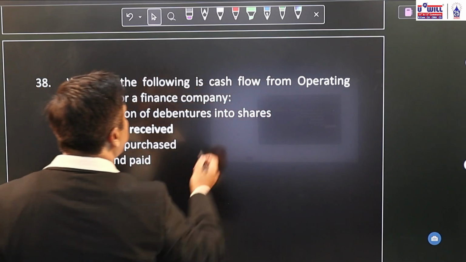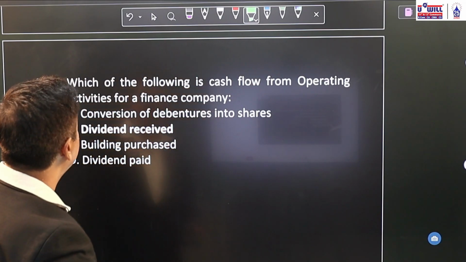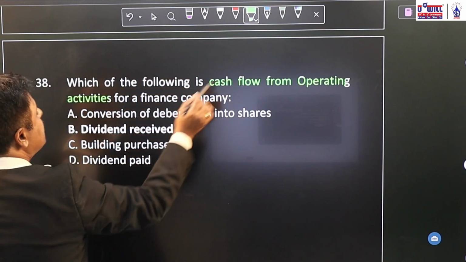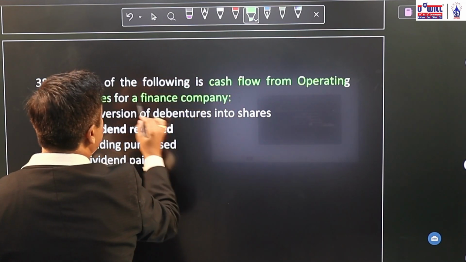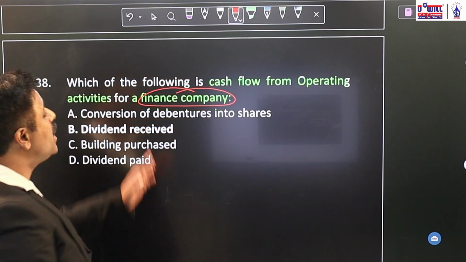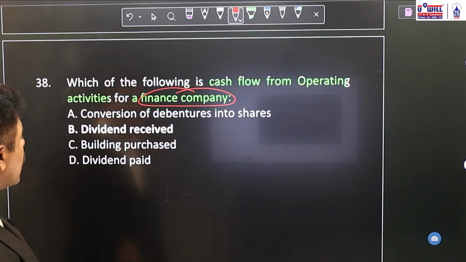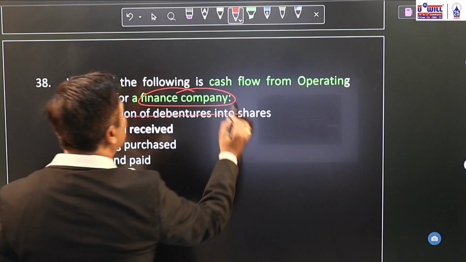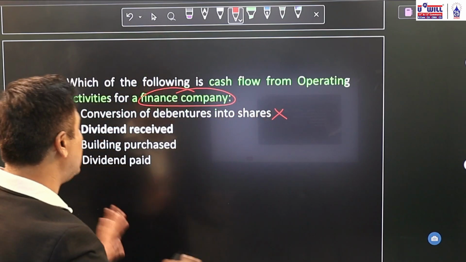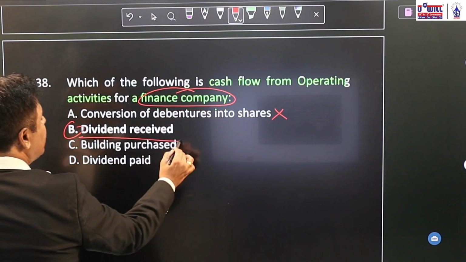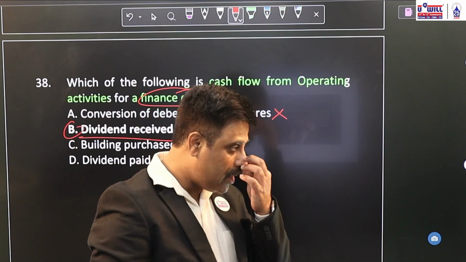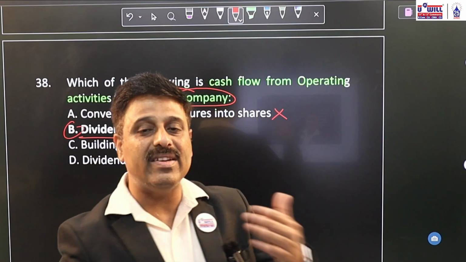Okay. Now the last question for today's session. Which of the following is cash flow from operating activities for a finance company? This is important. From a finance company's point of view, we have to see what is cash flow from operating activity. Conversion of debentures into cash? No. Conversion of debentures into cash is always a financing activity for any company. Dividend received is financing? No, because you are a finance company. So being a finance company, your business is borrowing and investing the money.